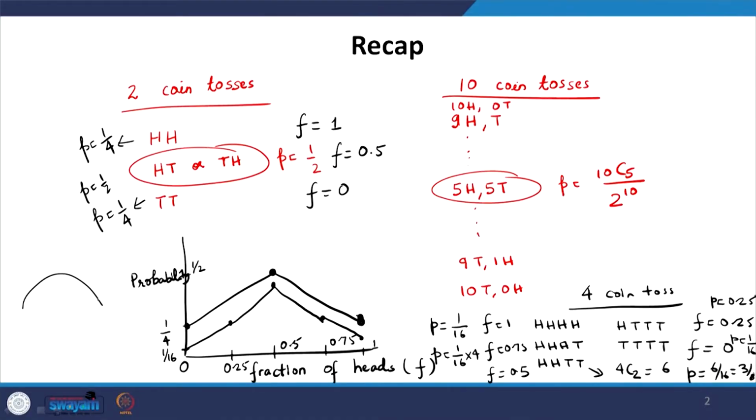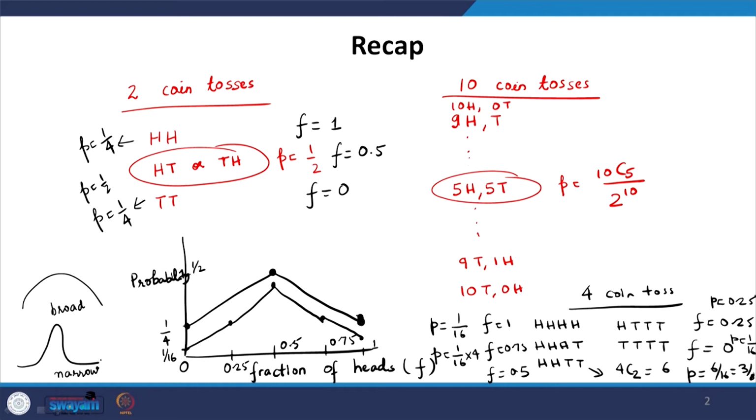increasing the number of tosses. So, clearly at f equal to 0.5, the probability is decreasing, but at the same time the distribution is also becoming narrower, right. So, this is what I refer as a broad distribution, and this is what I refer as a narrow distribution, right. So, while it is true that the probability of having equal number of head and tail is decreasing, the probability of all heads and all tails are also decreasing by a much larger amount.